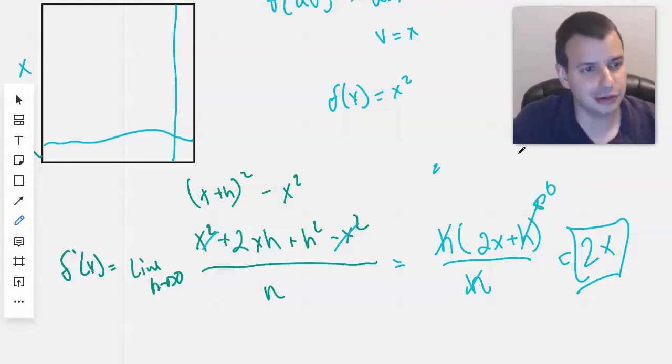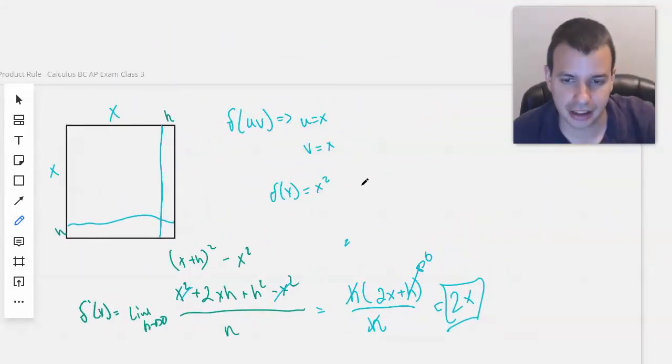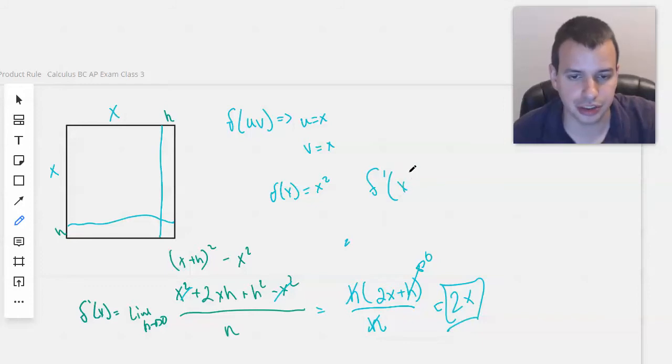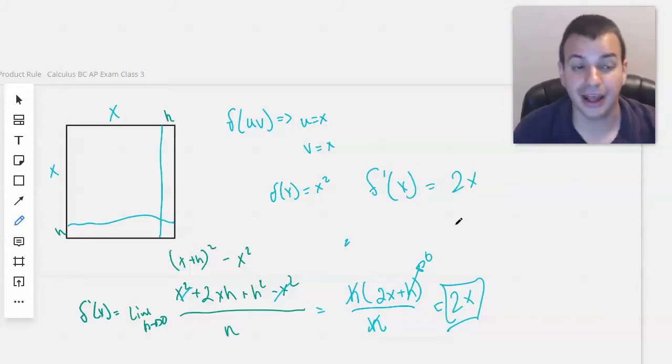2x, which we already knew as the answer because by the power rule, which we discussed earlier, x squared would then go to 2x.